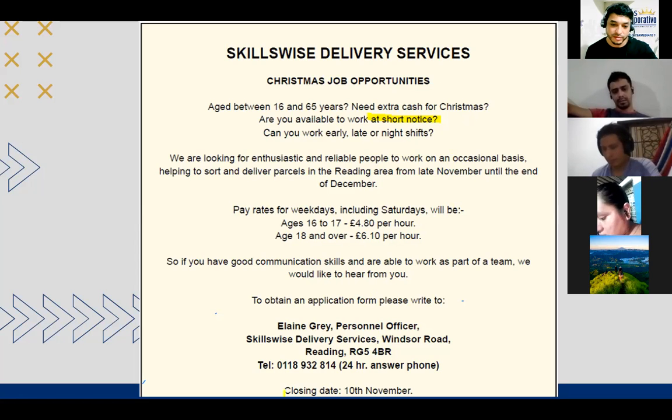What is the question? Do you need a driving license to apply for a job with Skylight Delivery Service? Okay, do you need a driving license to apply? Yes. The driving license is not mentioned here in the advertisement. But if you analyze the job, what is the job about? It's about delivery. So you have to know how to drive. You have to have a driving license. So the answer will be yes.